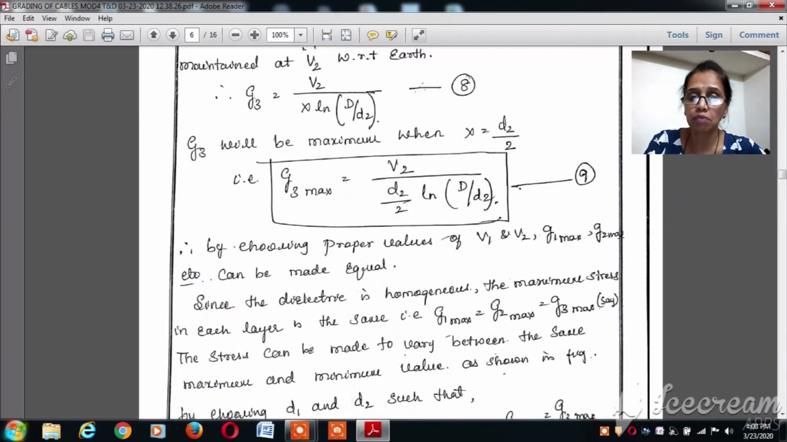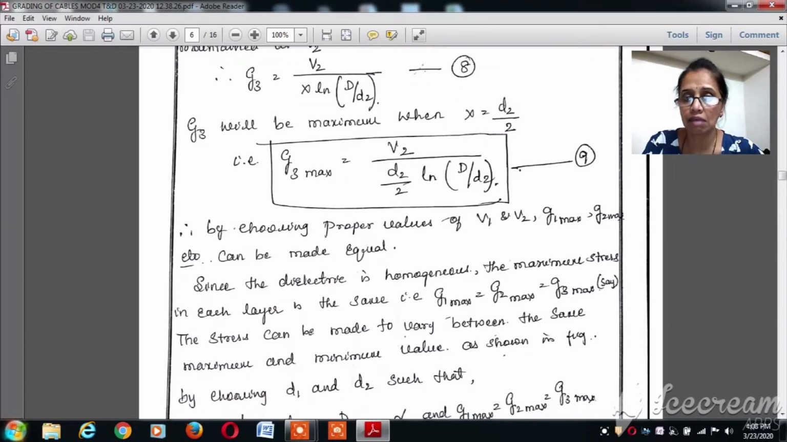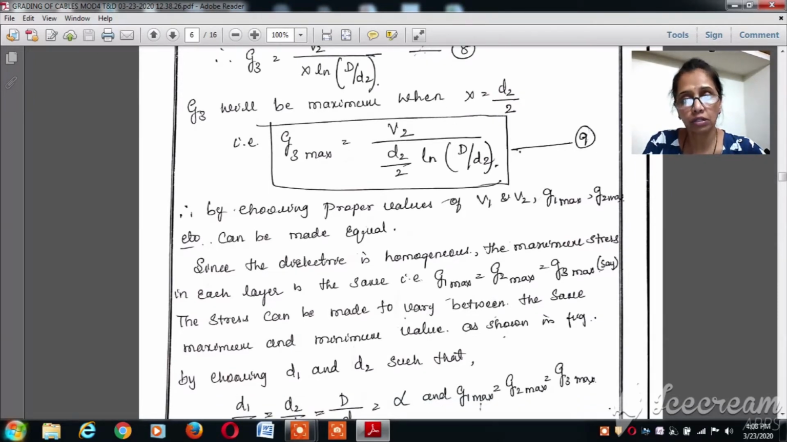By choosing proper values of V1, V2, G1 maximum, G2 maximum and so on, they can be made equal. Our task is to make the stress distribution uniform. So we need to find the potentials that can be applied to make G1 maximum equal to G2 maximum equal to G3 maximum.